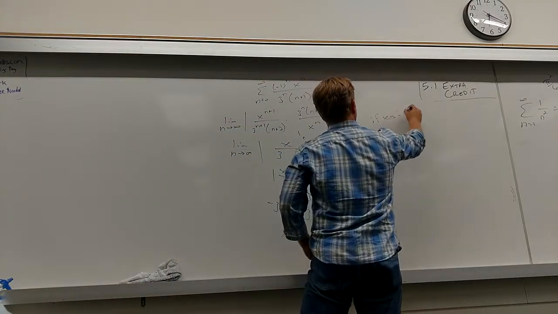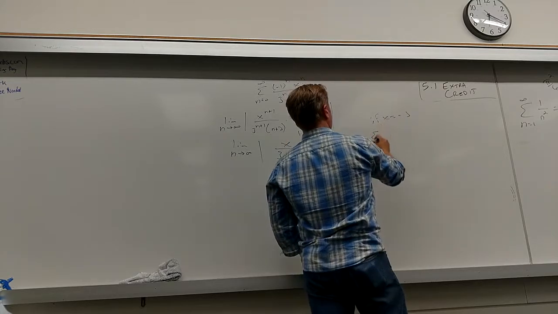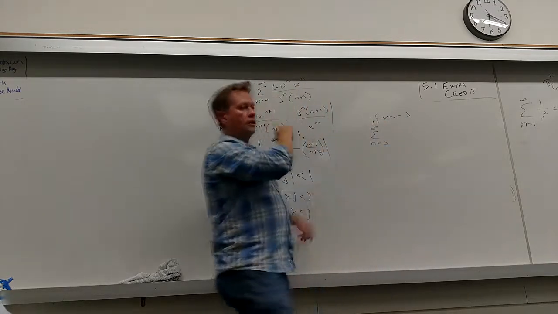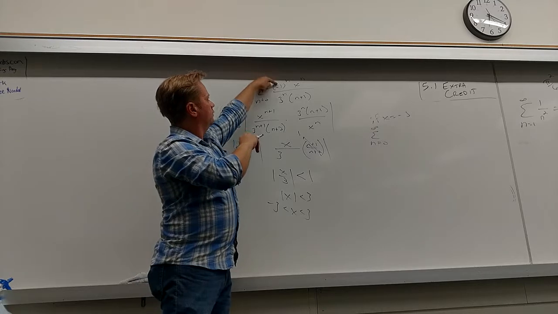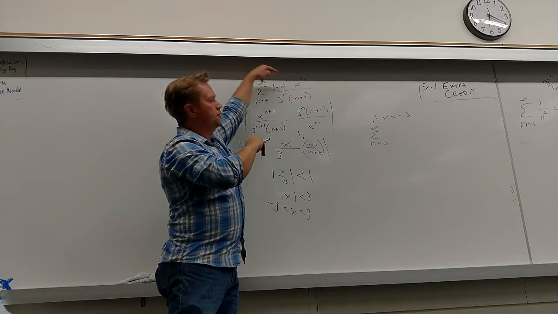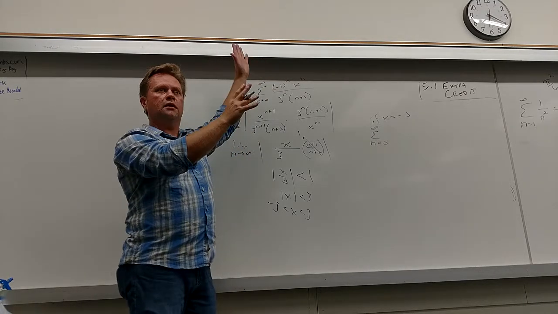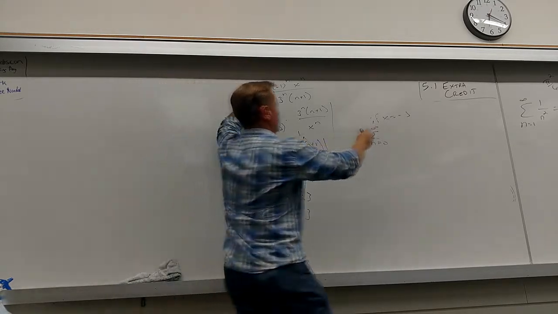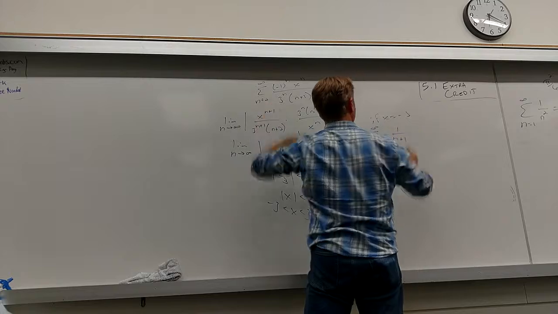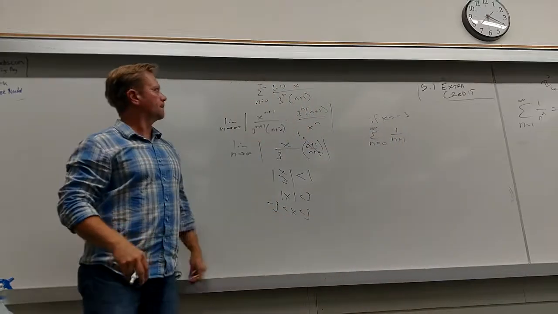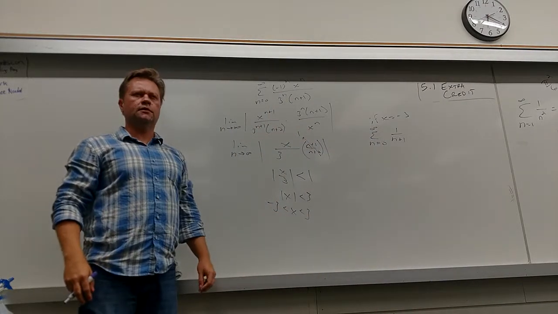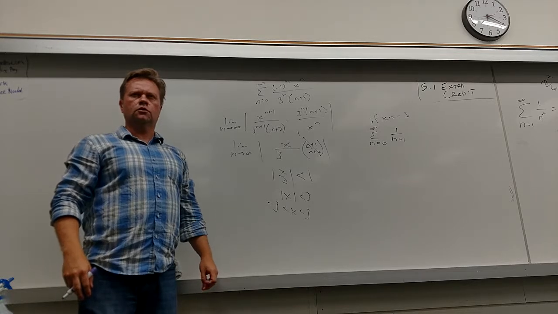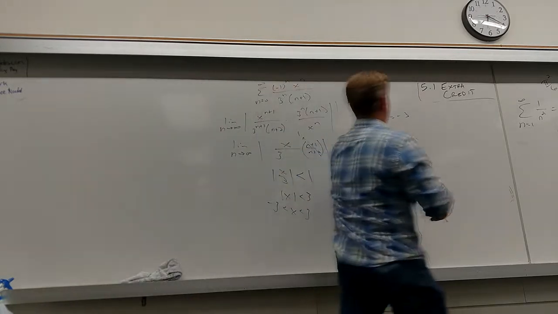If x is negative 3, I get negative 1 to the n times negative 3 to the n, which is 3 to the n, divided by 3 to the n, so I just get 1 over n plus 1. Do you guys, is that cool? No? All right. So we put it all in there.